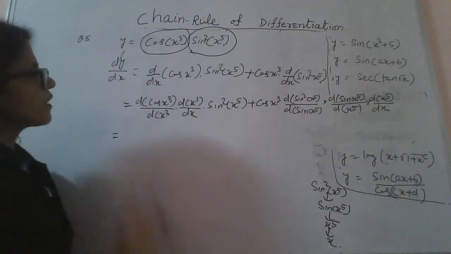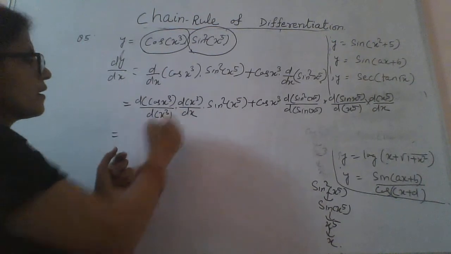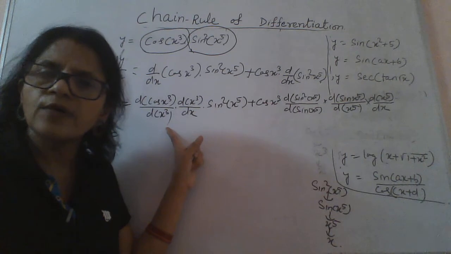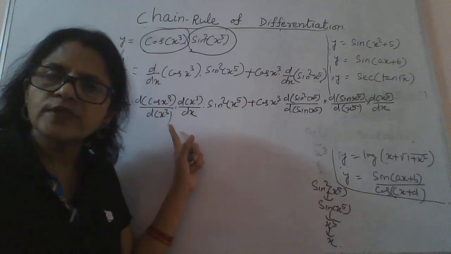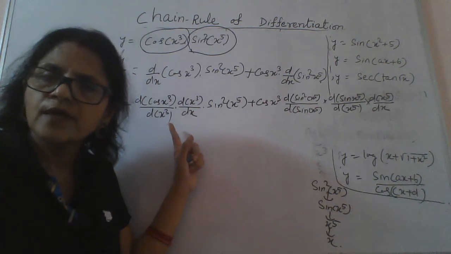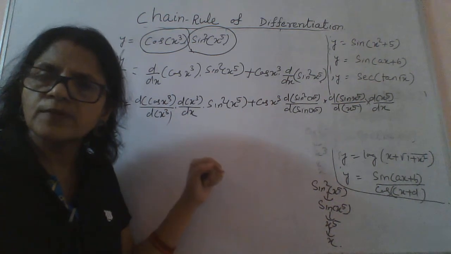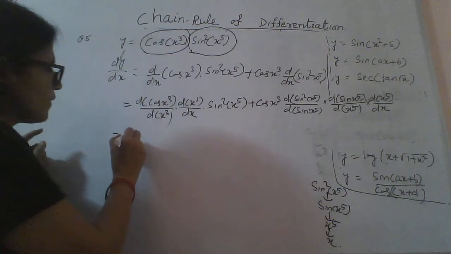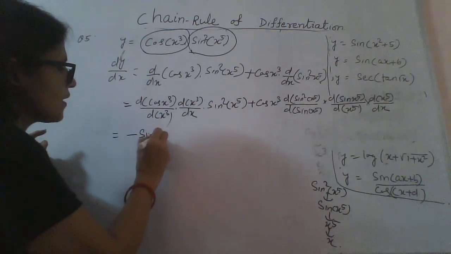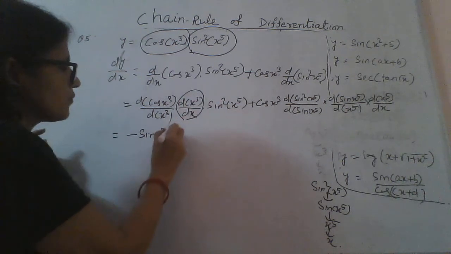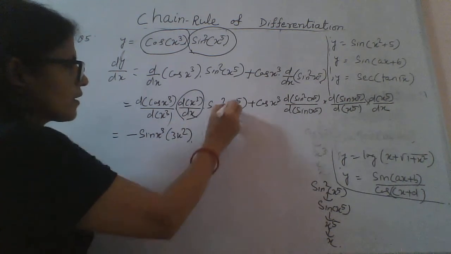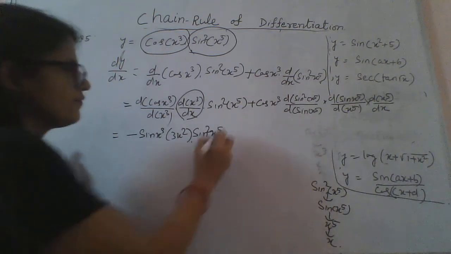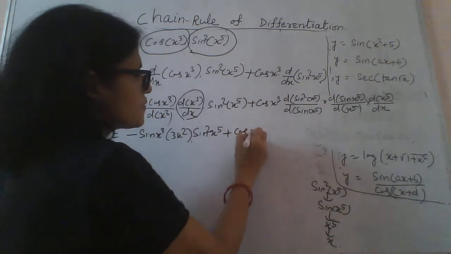So it means, derivative of cos x cube with respect to x cube will be what? Derivative of cos x with respect to x is what? Minus sin x. Derivative of cos y with respect to y would be minus sin y. So here it will be minus of sin x cube, and this one is your 3x square, and this sin square x to the power 5 as it is, plus cos x cube.